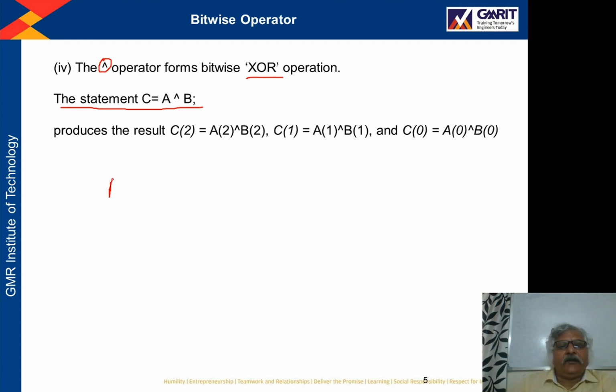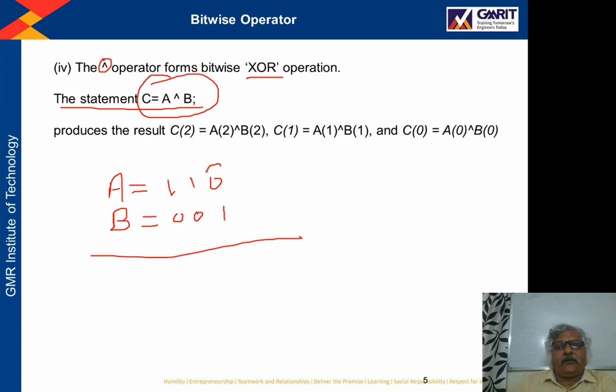So let us assume we have A equal to 110 and B equal to 001. Then this statement will perform the XOR operation over these two bits, and it will give the result 1. This value will be assigned to C, right?